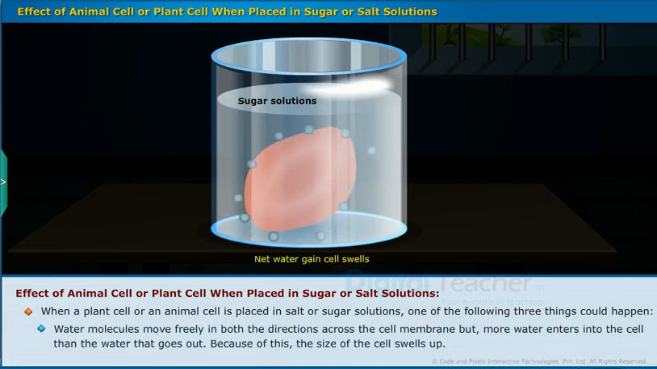Water molecules move freely in both the directions across the cell membrane, but more water enters into the cell than the water that goes out. Because of this, the size of the cell swells up.